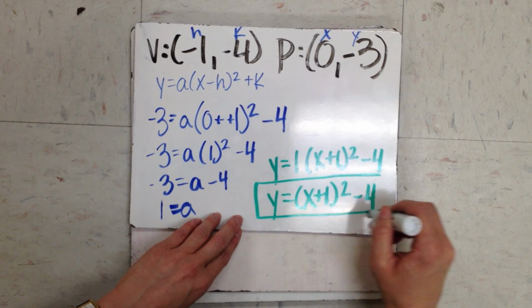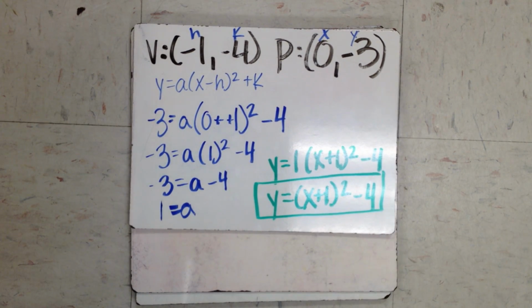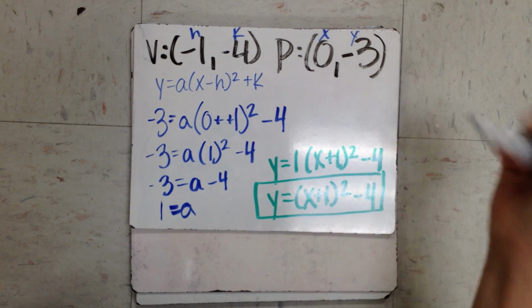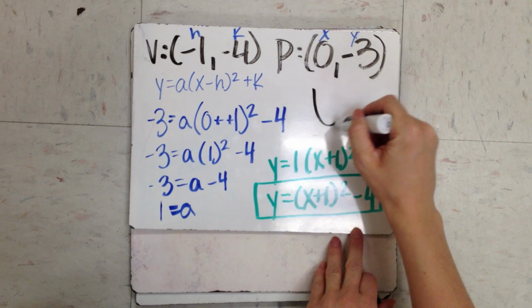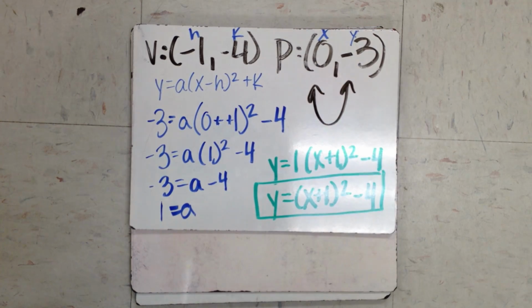And that is the equation of the quadratic function with the vertex of (-1, -4) and a point on its parabola. Keep in mind, we're looking at quadratics, so this will be a parabola, and it has a point at (0, -3). So that's the first type of problem we're looking at today.